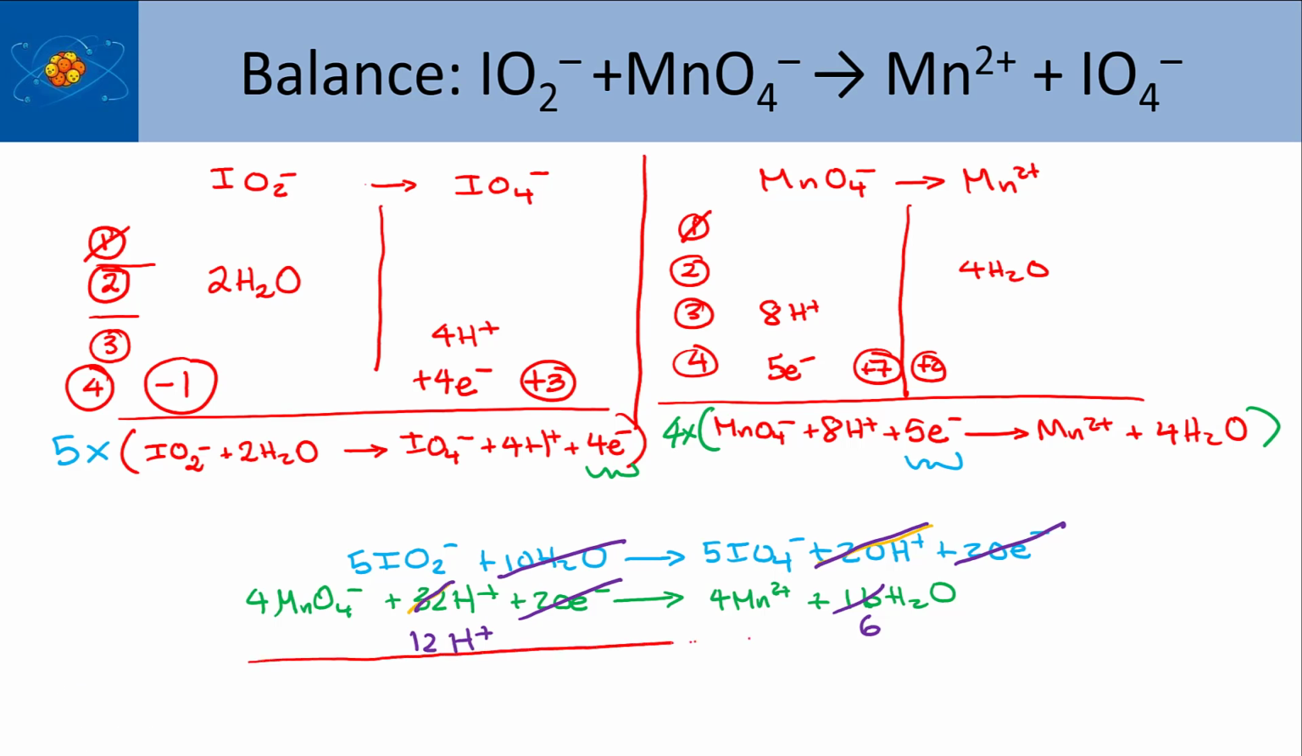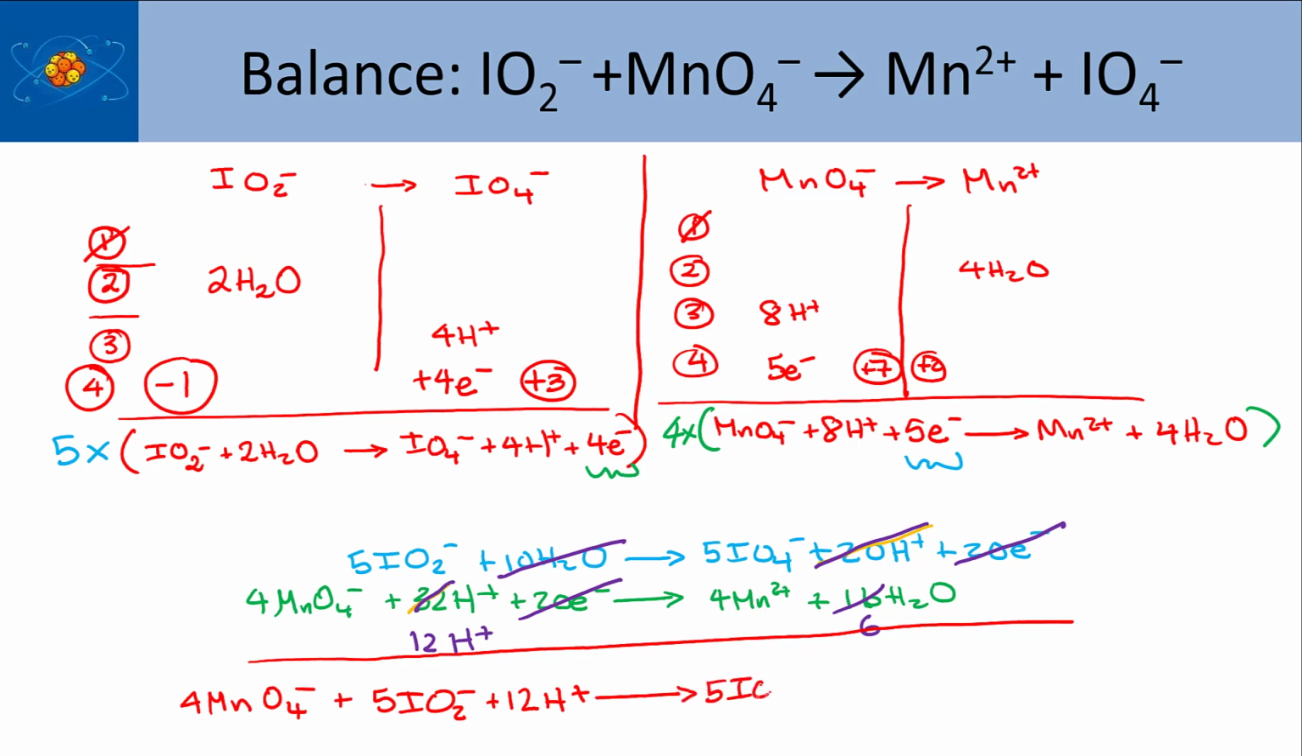I'm going to draw my line like this, and then I'm just going to write everything down. So I have 4 MnO4 minus plus 5 IO2 minus plus 12H plus, and then everything else is gone, right? So I'm going to go arrow, and then I have 5 IO4 minus plus 4 Mn2 plus 6 H2O, and then everything else is gone.